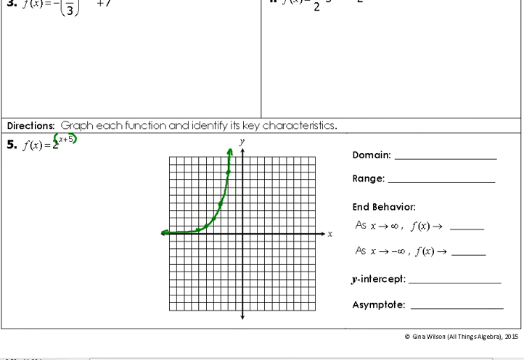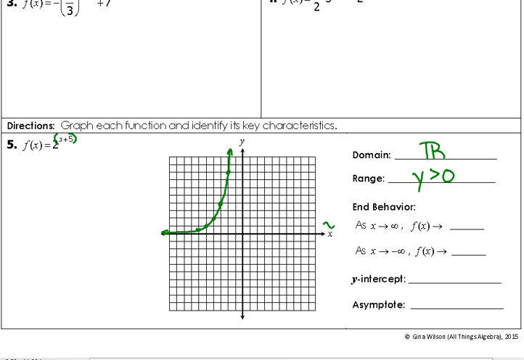Okay, let's talk about these key characteristics. The domain. It does not matter what we do to an exponential function, the domain is going to remain all real numbers. Always. Okay, the range. Has it changed? Nope. Our y values are still positive, still greater than 0. We didn't move up and down or anything, so that doesn't change.